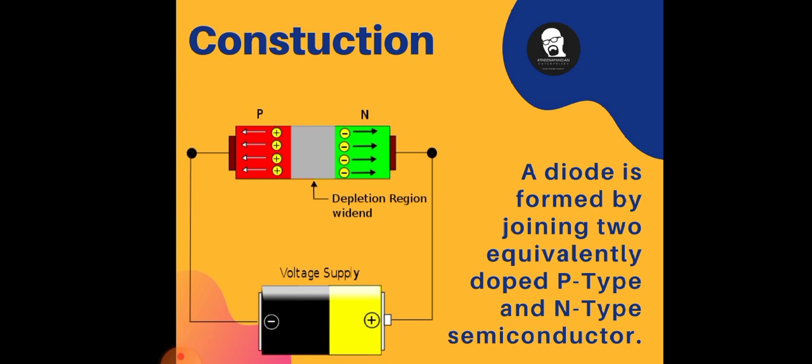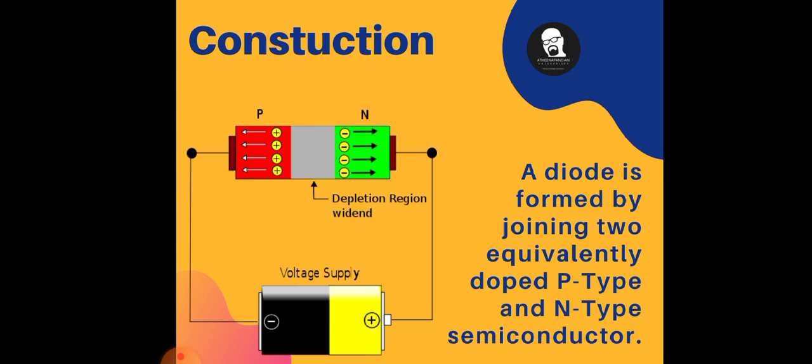So the free electrons from the n side will diffuse into the p side and recombine with holes, leaving behind a positive immobile ion on the n side. When electrons combine with holes on the p side, an atom which accepts an electron becomes negative.